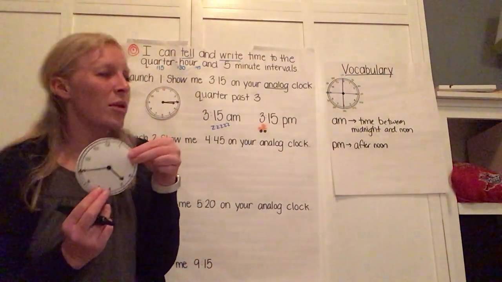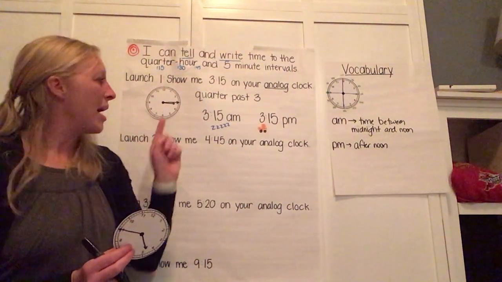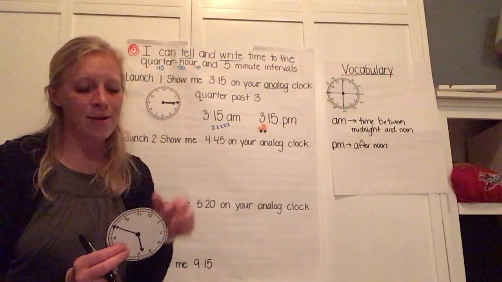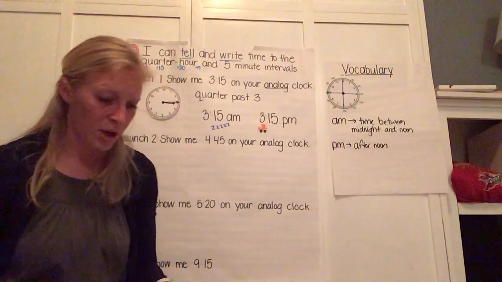A little different than when I was showing my 3:15. In that case, my hour hand was closer to my 3 than closer to my 4, because it was closer to 3 o'clock than it was to 4 o'clock.